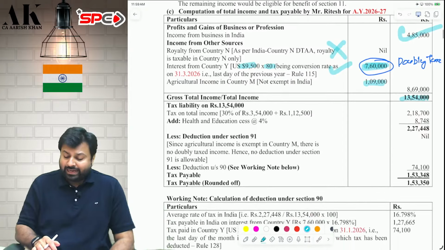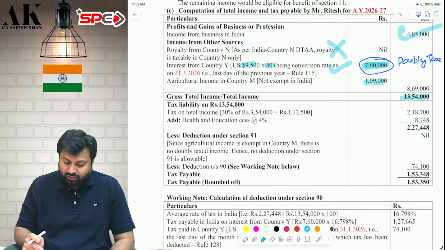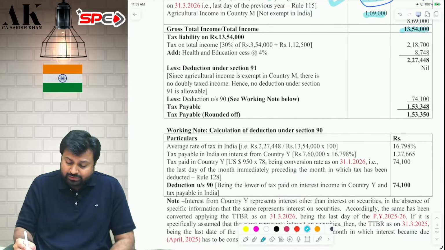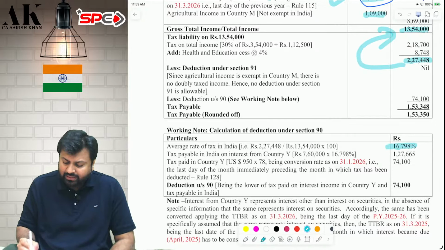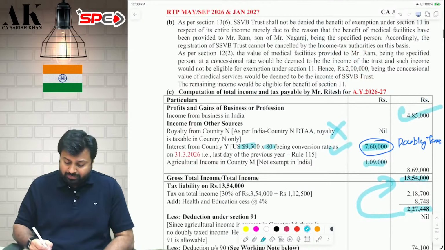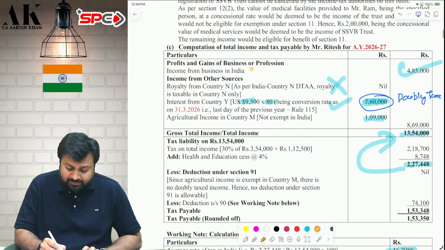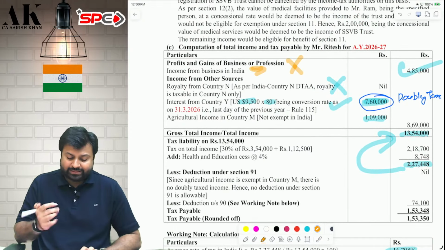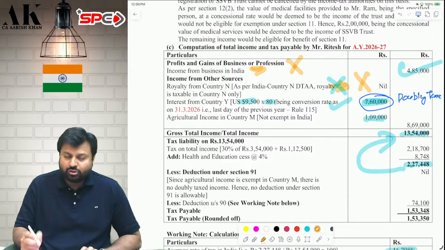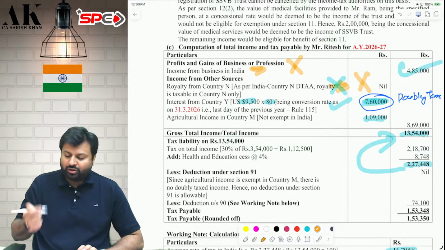After that, you will compute tax on 13,54,000 and you will find out the average rate in India. The tax is 2,27,448 divided by 13,54,000. The average rate in India is 16.798. Now we need to find out how much is doubly taxed income. Is this business income doubly taxed? No, it is only taxed in India. Is this royalty doubly taxed? No, royalty is taxed in the foreign country. It is not doubly taxed.